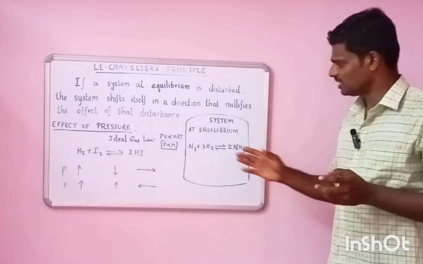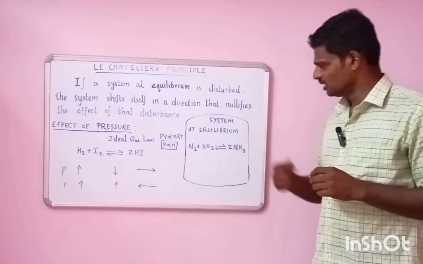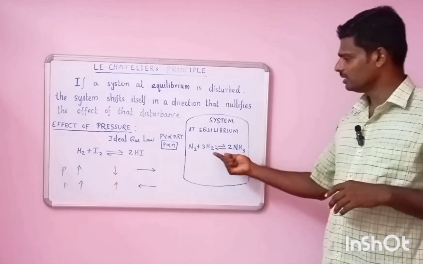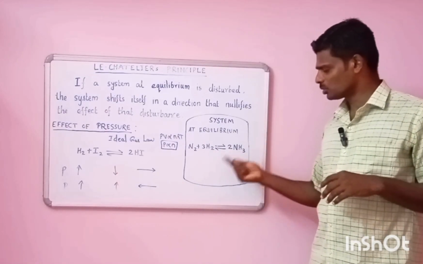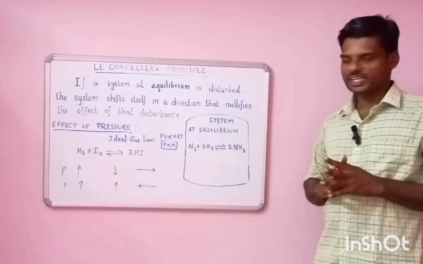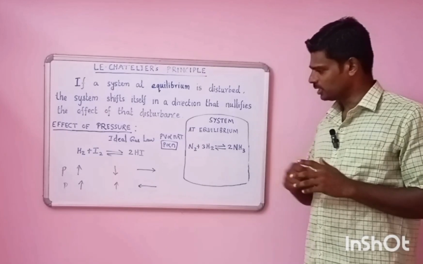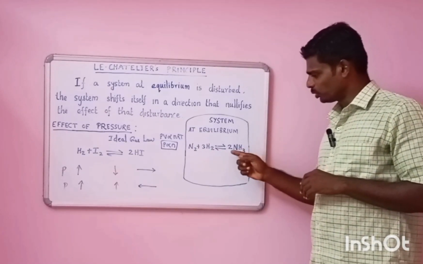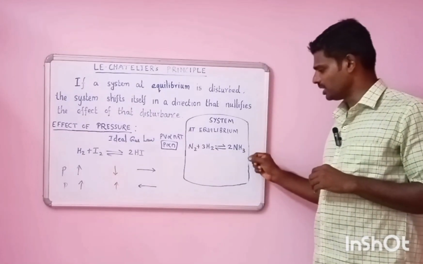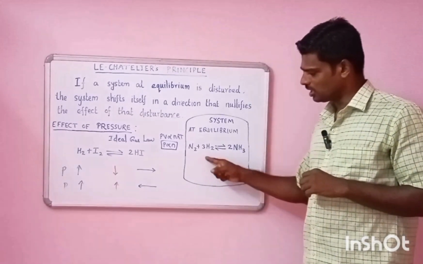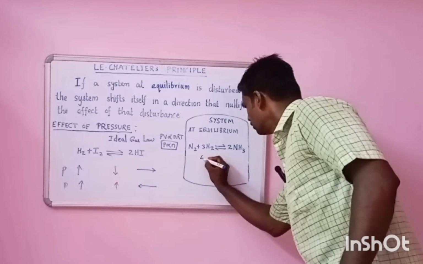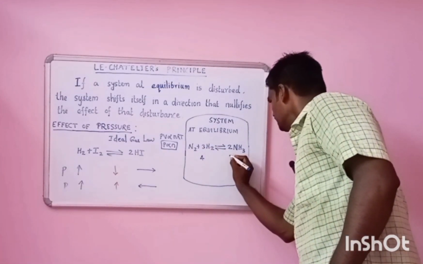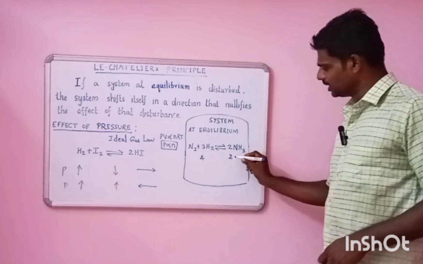And we will see another equation, the nitrogen and ammonia formation. So nitrogen and hydrogen react together to form ammonia. So 1 mole of nitrogen and 3 moles of hydrogen produce 2 moles of ammonia. So here the total number of moles is 4, 1 plus 3 is 4, and here the number of moles is 2.